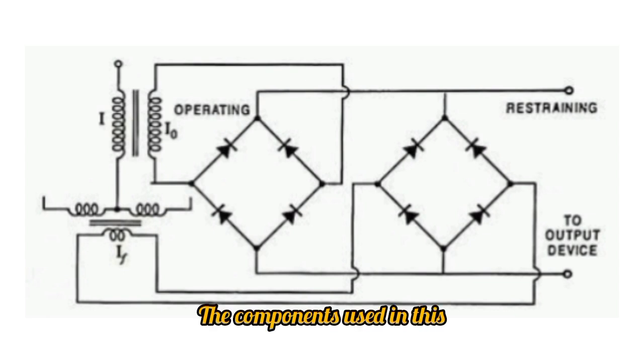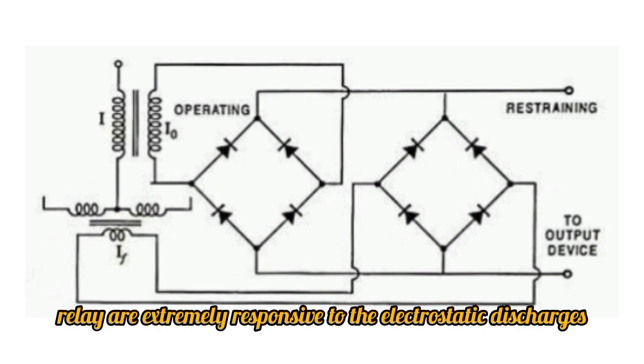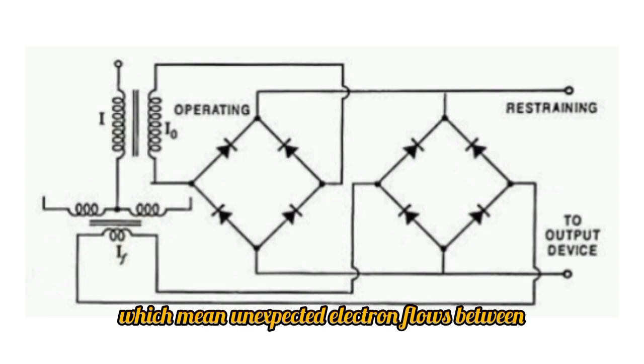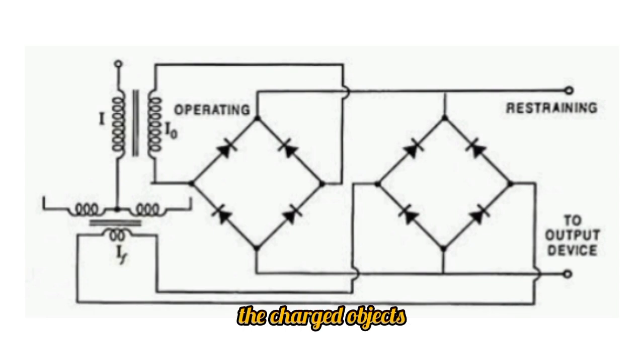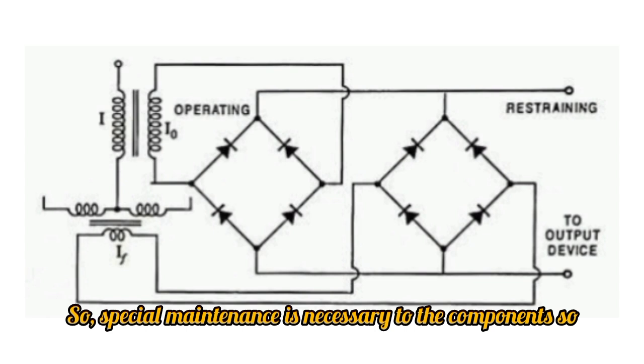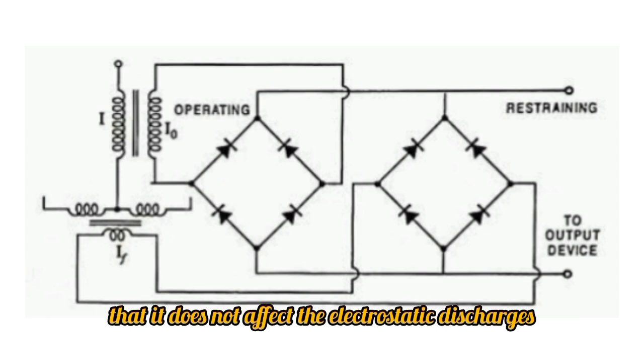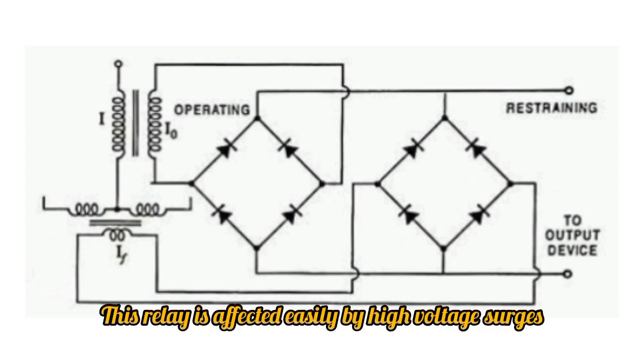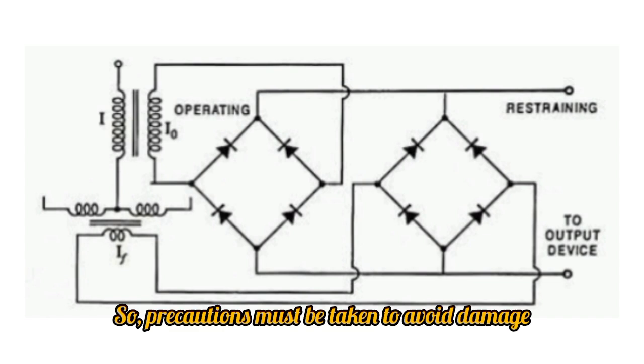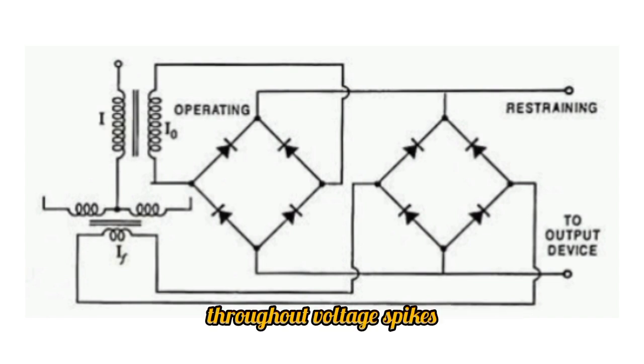Disadvantages: the components used in this relay are extremely responsive to electrostatic discharges, which means unexpected electron flows between charged objects. So, special maintenance is necessary for the components so that they are not affected by electrostatic discharges. This relay is affected easily by high voltage surges. So, precautions must be taken to avoid damage throughout voltage spikes.